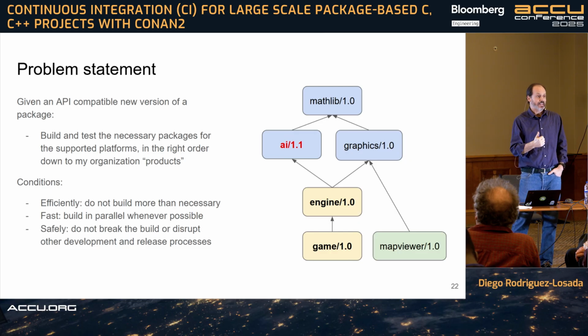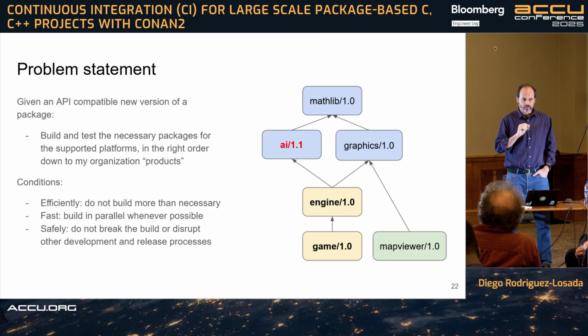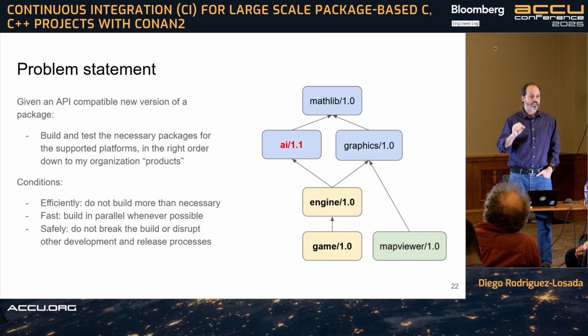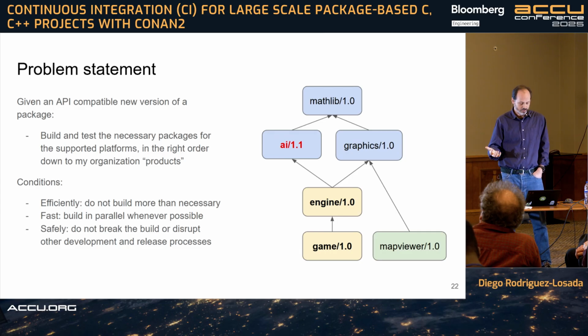I wanted to do it fast. For example, I want to parallelize. Let's say that the developer did changes to Mathlib. I know because of the dependency graph that I can build AI and graphics in parallel because they are not directly connected to each other. Right? So this is a parallelism that my CI can exploit and can use to be faster. And finally, I want to do it safely. I don't want this process of integrating things to break my other colleagues' jobs or the other CI jobs.